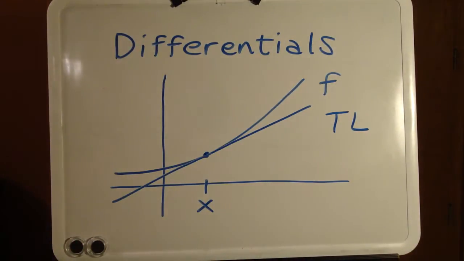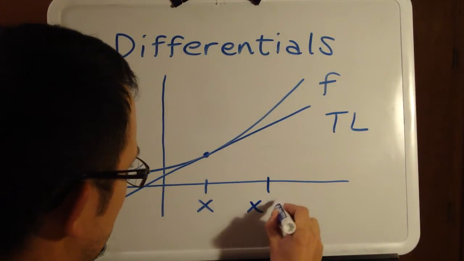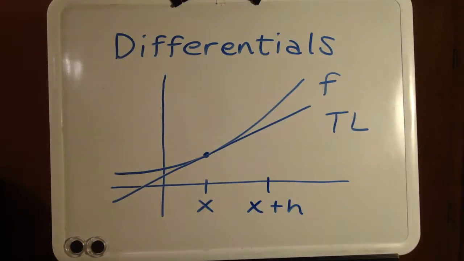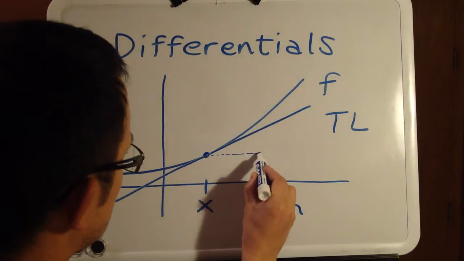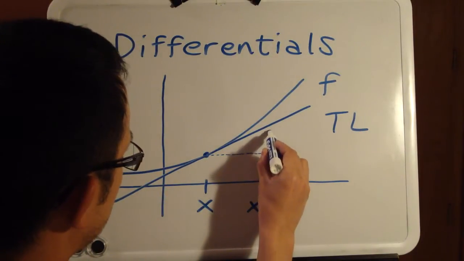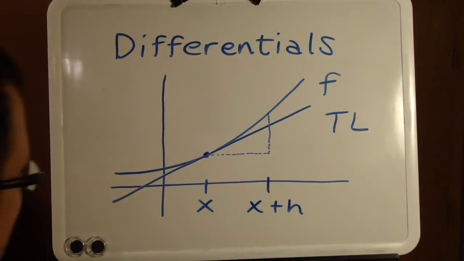And so we're going to define a couple of basic terms here. We're going to go a little bit to the right. We're going to call this x plus h, where h is some pretty small number here. And I'm going to draw some dotted lines here so we can see what's going on. And so I think this is enough to define the basic things that we need to define here.